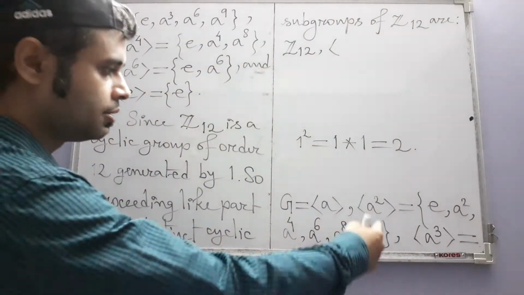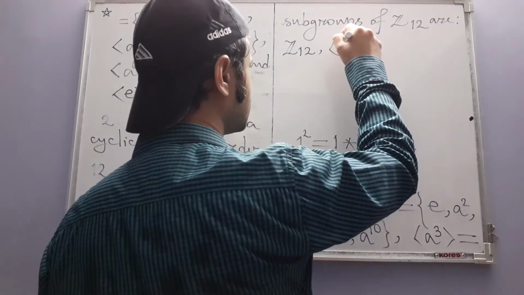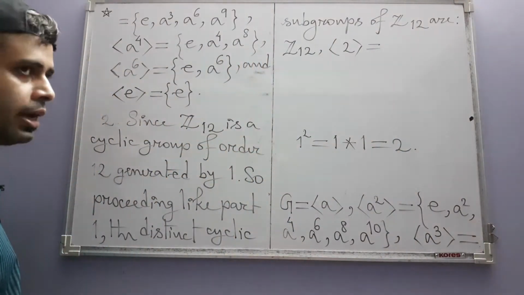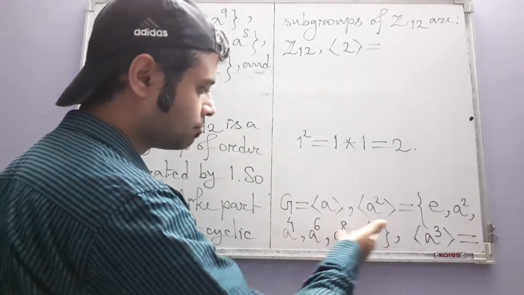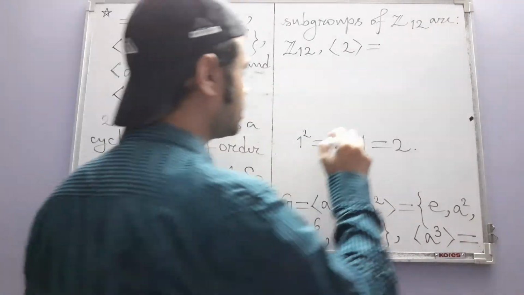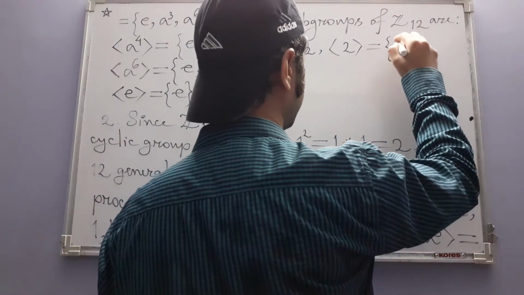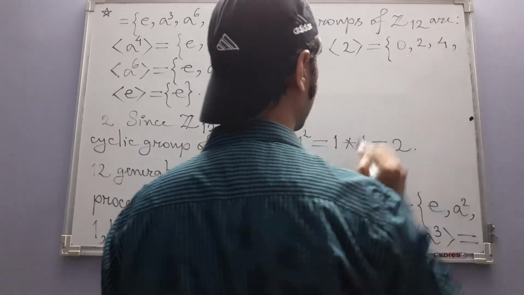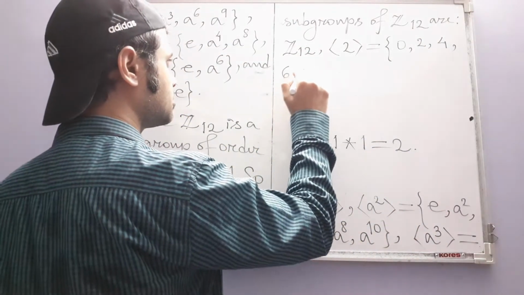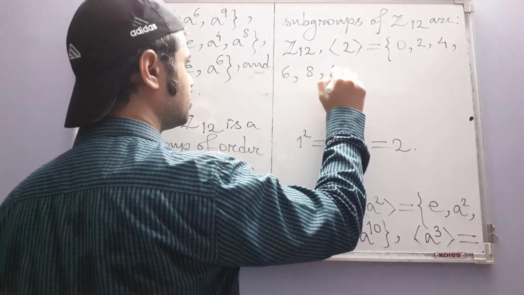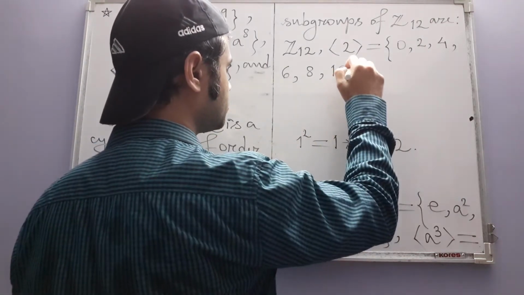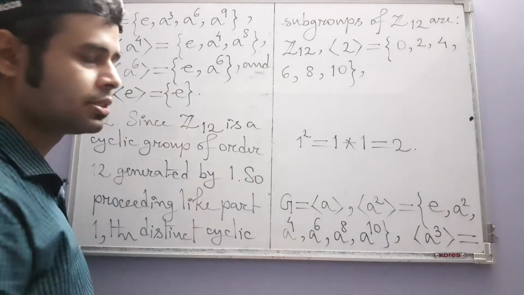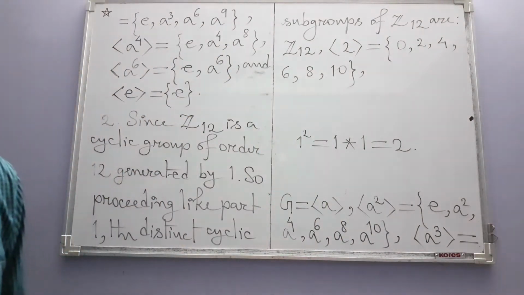So that means this cyclic subgroup in this case is the one generated by 2, and like how we have the elements here you will correspondingly have these elements 0, 2, 4, 6, 8 and 10. So that is this cyclic subgroup in this particular case. So let's write the other ones also.